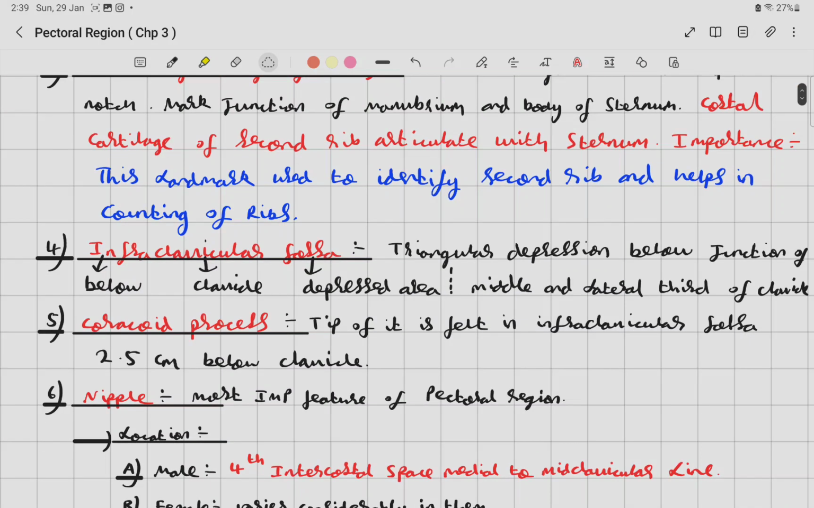Now what is the coracoid process? The tip of the coracoid process can be felt in the infraclavicular fossa, 2.5 centimeters below the clavicle.